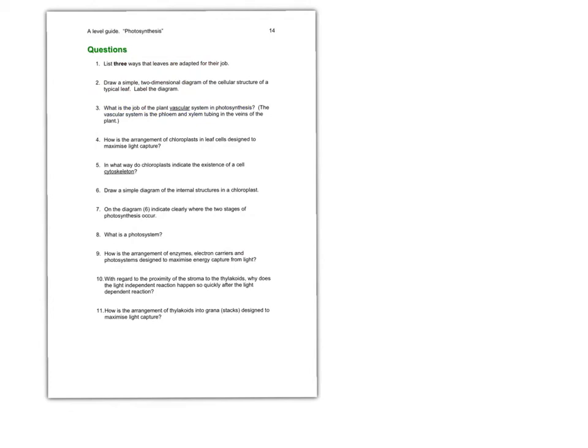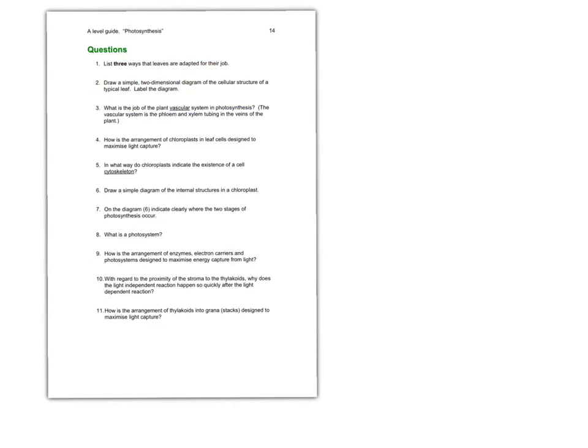Draw a simple diagram for the internal structure of chloroplasts. Again, you can find that in the workbook. I'm not going to draw that for you again. On the diagram, indicate clearly where the 2 stages of photosynthesis occur. You can do that. You can identify where photosynthesis is occurring in any diagram.